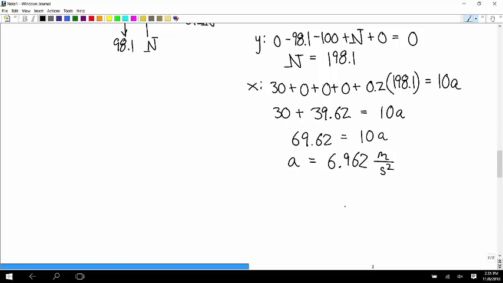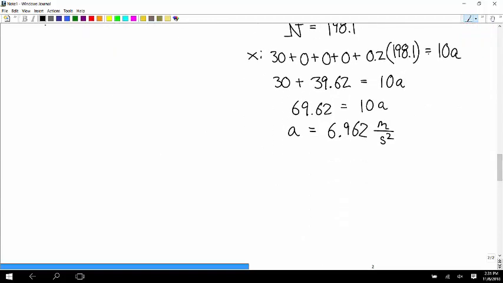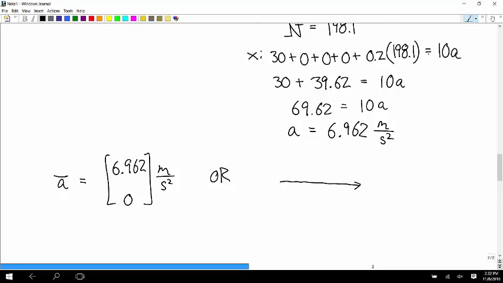And now that we have a, if we plug that back into the acceleration vector, the red dotted line, we get that the acceleration vector is 6.962, or a magnitude of 6.962 in the positive x direction. So this way.